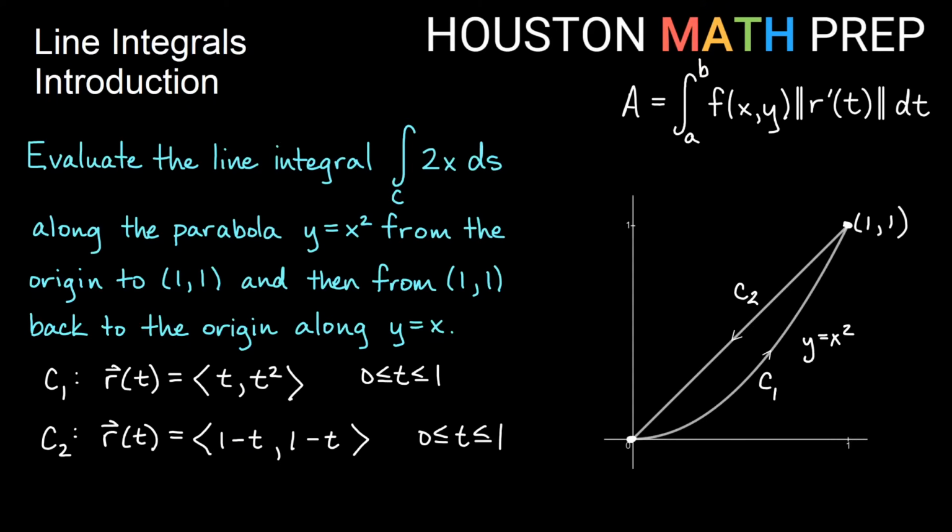Okay, so now remember what we're going to do. We're going to need to find r prime to do the integral, and we're also going to need to have things to substitute into our function here, 2x. So for my first line integral, my x is t and my y is t squared. In my second line integral, 1 minus t is the x, and 1 minus t is also the y.